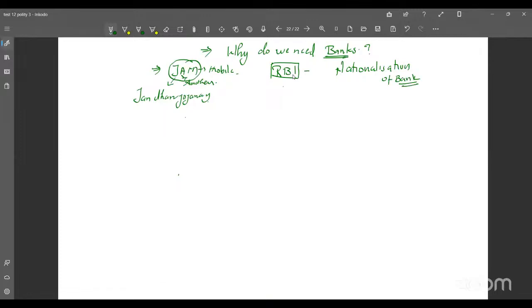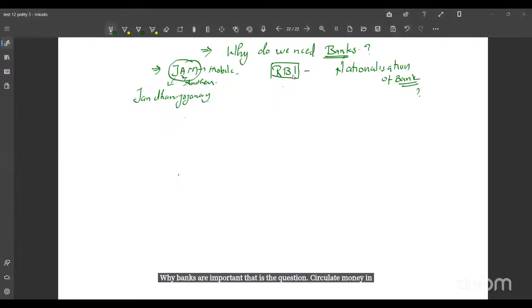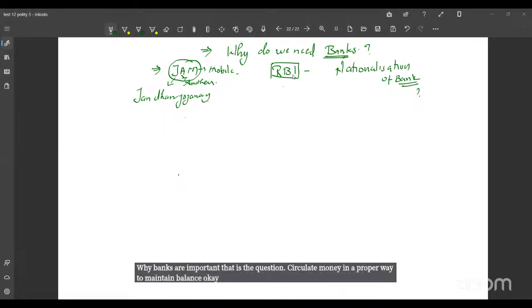Why banks are important? That is the question. Circulate money in a proper way to maintain balance. Okay. Account saving. Okay. Why do we do all these things? What's the basics of banking?